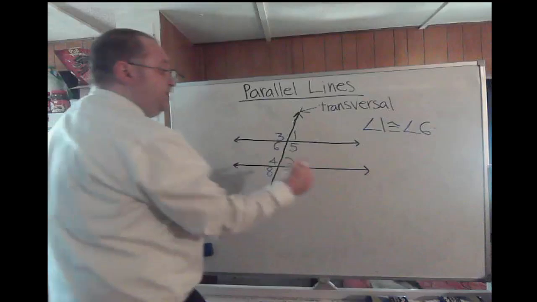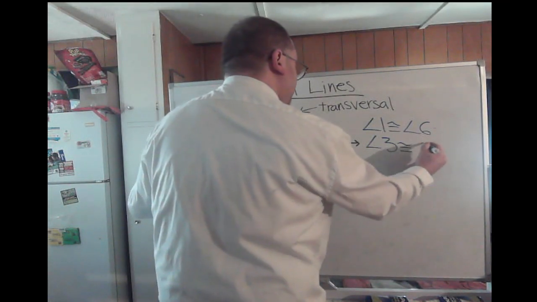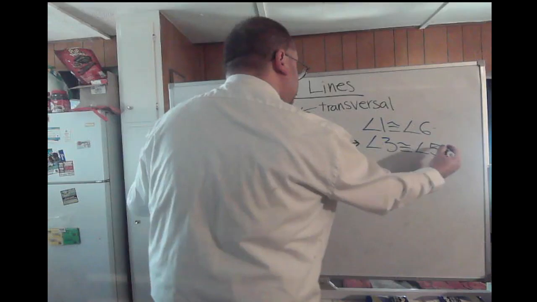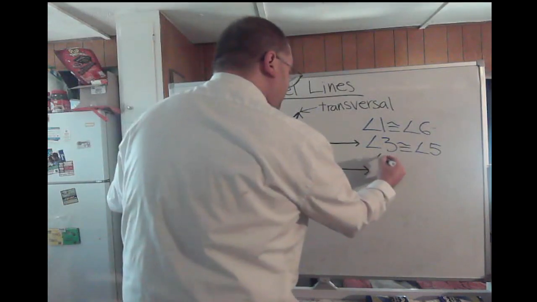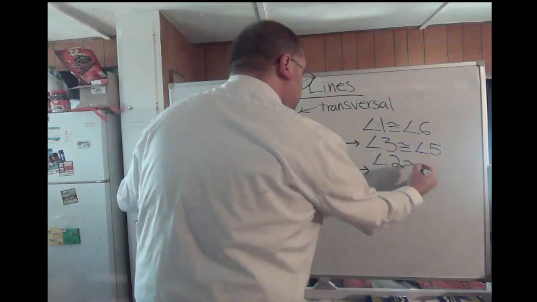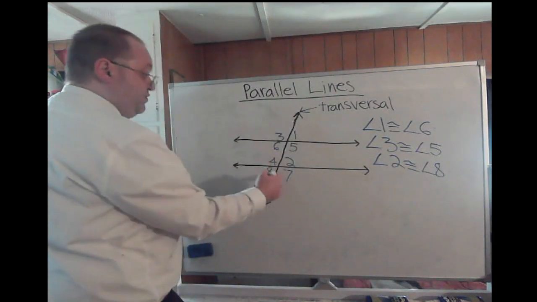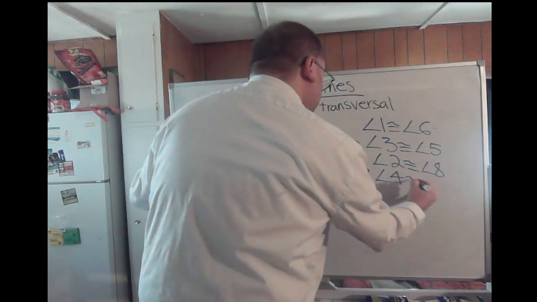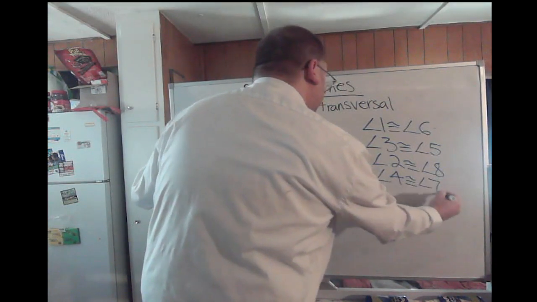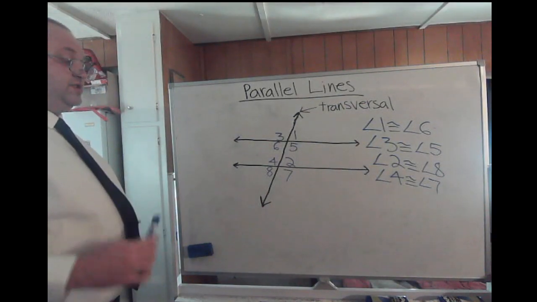Same with 3 and 5. Angles 3 and 5 are congruent by vertical angles are congruent. Angles 2 and 8 are congruent by vertical angles are congruent. Angles 4 and 7 are congruent by vertical angles are congruent. Okay, we got vertical angles are congruent.